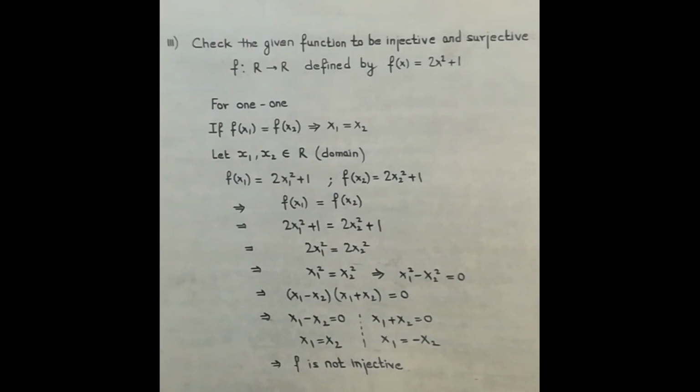For 1 1 function it was necessary to get only x1 is equal to x2, but here we are getting x1 is equal to minus x2 also. So the definition is not satisfied, so we can say that this function is not injective. Now you can pause and note it down. Now next we will solve for onto.